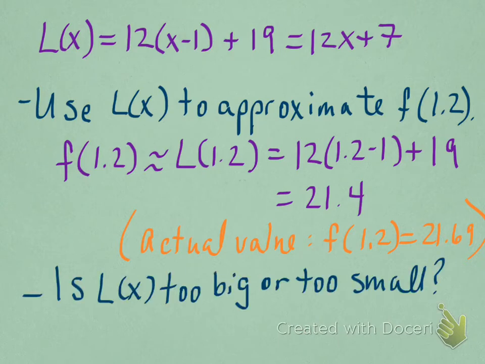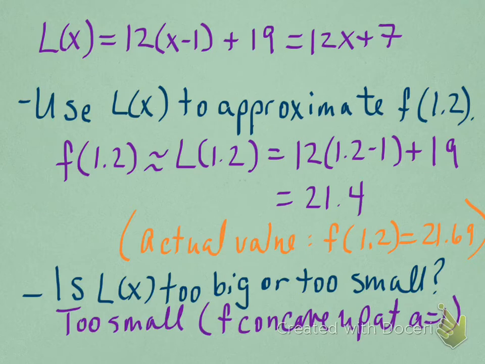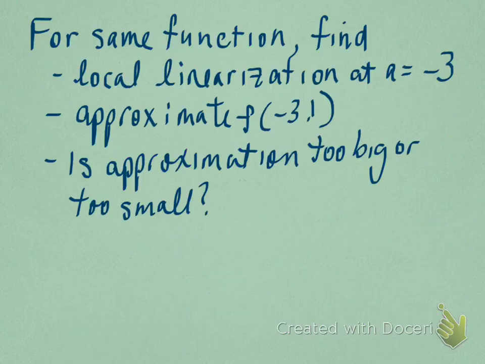And the question is, is L of x too big or too small? As we can see here, it's obviously too small, but we also could have answered that before because f is concave up at a equals 1. So the tangent line lies below the graph, so it's going to give us an approximation that is too small.